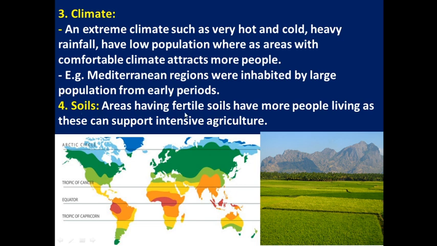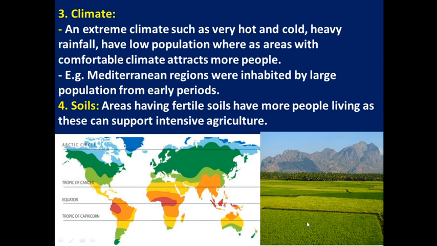Next, soil. Areas having fertile soil. We have two types of soil, fertile and infertile. Fertile soils are those which can grow a good number of crops. So areas having fertile soil have more people living. Because of fertile soil we can do agricultural activities, and it can support intensive agriculture. We already know intensive agriculture, right? Intensive agriculture means cultivation of two or more crops in the same agricultural land.